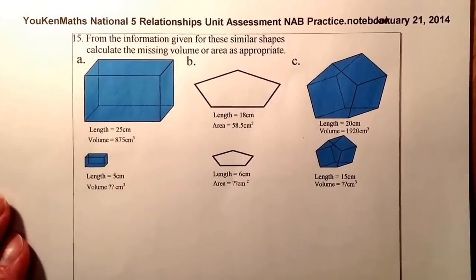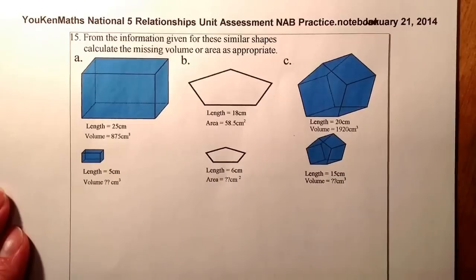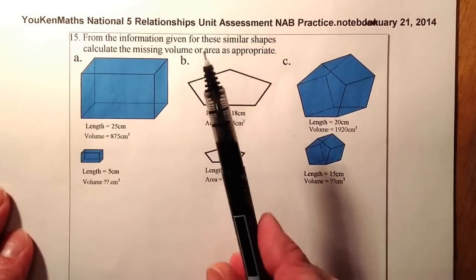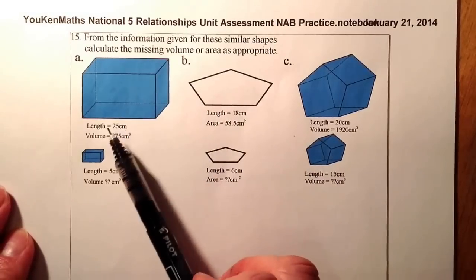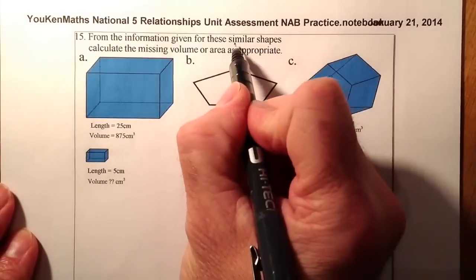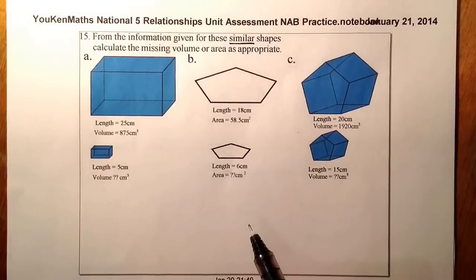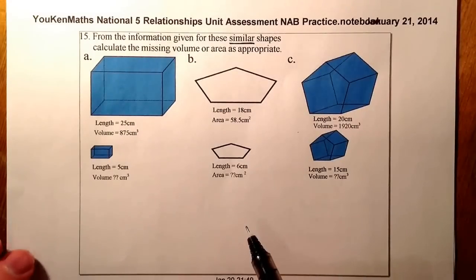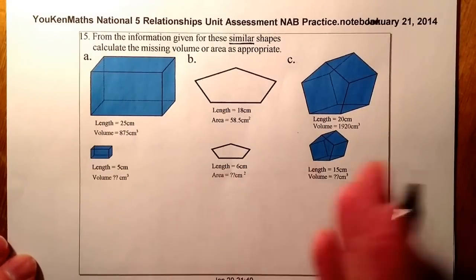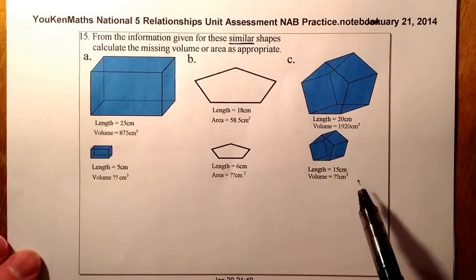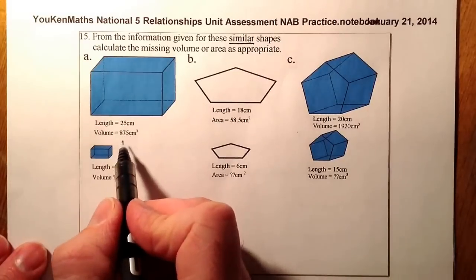Right, still on the geometry theme. What I have here is from the information given for these similar shapes. So there's one of the keywords that I'm looking at, similar. So that'll be the similarity section that I'm going to be looking at here. Calculate the missing volume or area as appropriate. Okay, so let's have a look at this question first here.